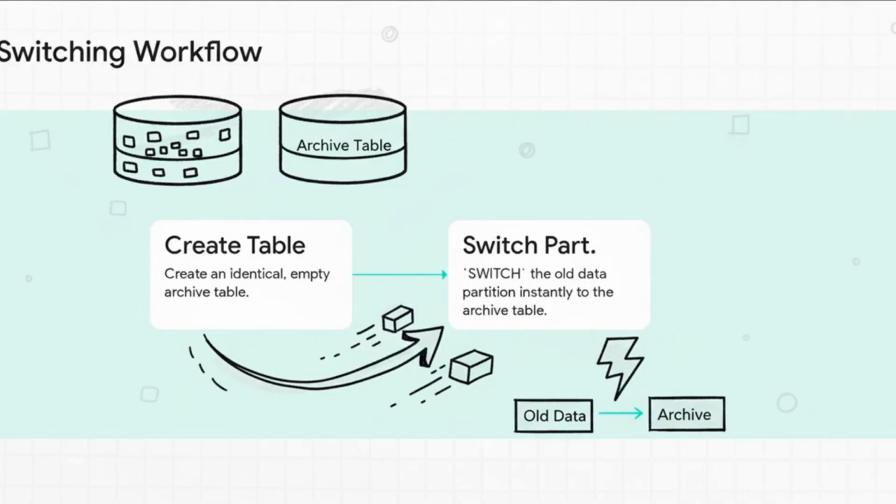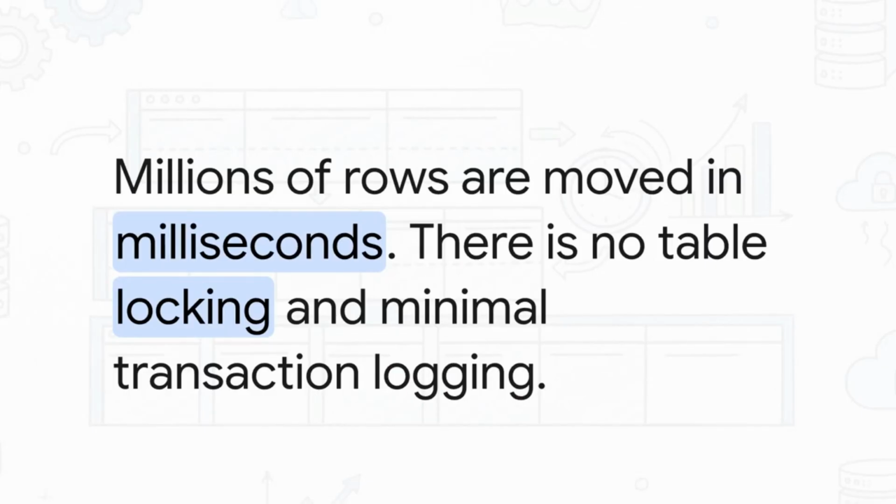So, how does this magic work? It's incredibly simple, almost laughably so. First, you create another empty table that has the exact same structure as your main one. Then, you issue one single command, alter table, switch partition. This command instantly, and I mean instantly, moves that entire chunk of old data from your main table over to the archive table. And the result is, well, it's just staggering.